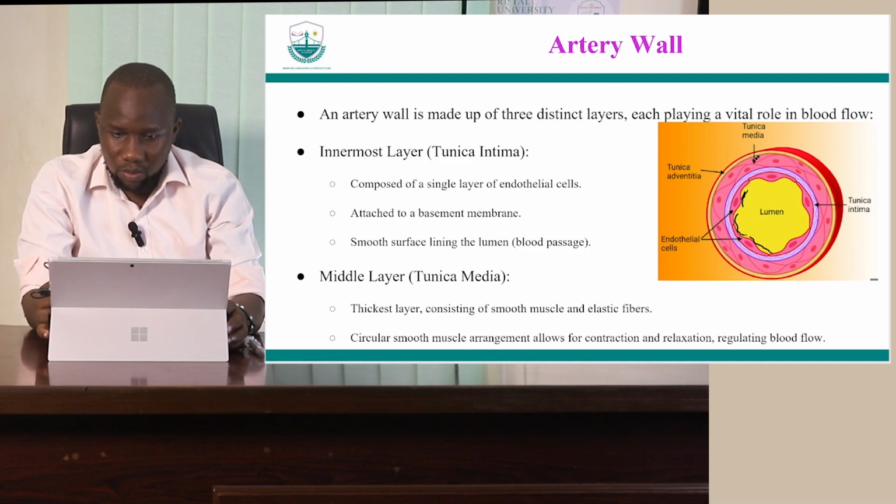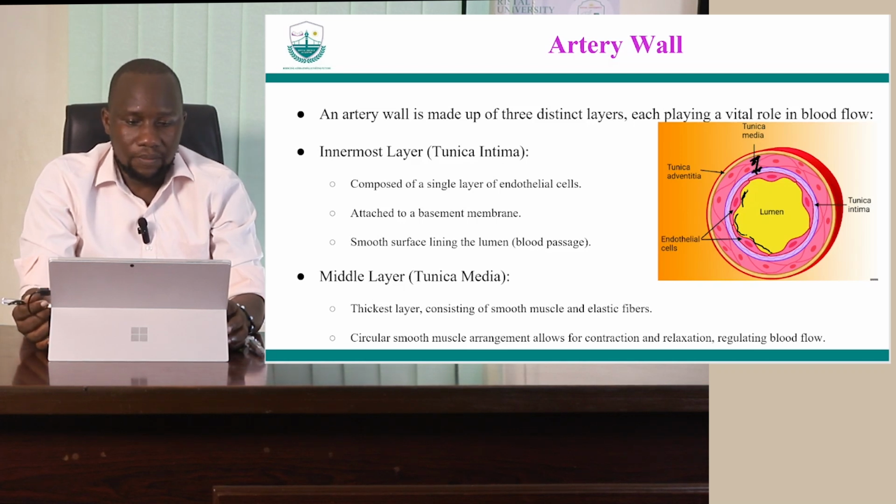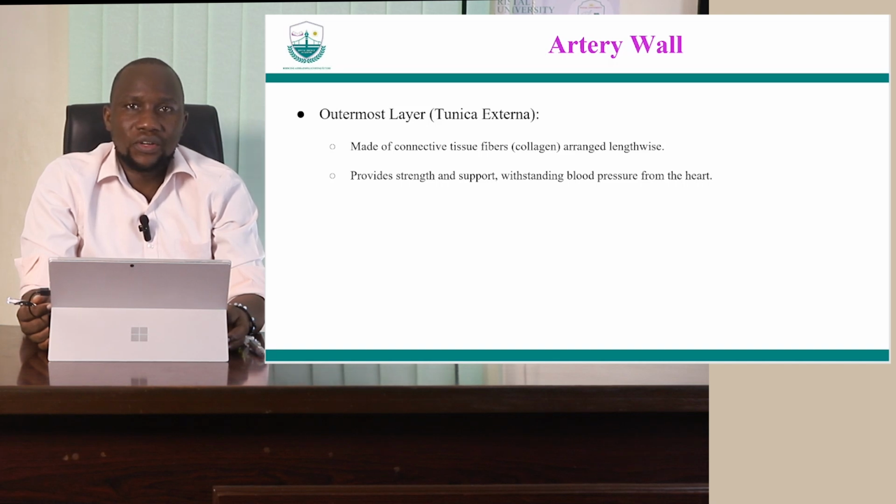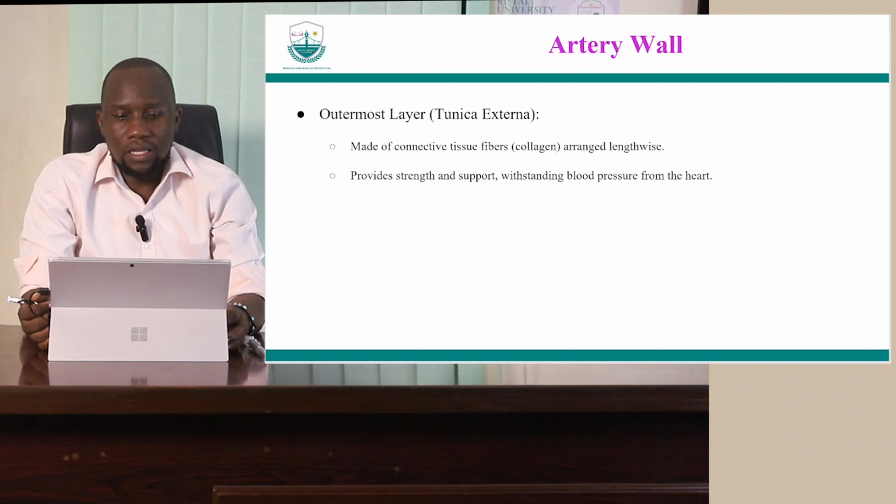This one here, from this point to this point, this is the tunica media. Okay, and then the last layer, which is the outermost, is made up of connective tissue, and it also provides more reinforcement to make sure that the artery has strength and support, and that it can withstand the pressure from the heart.